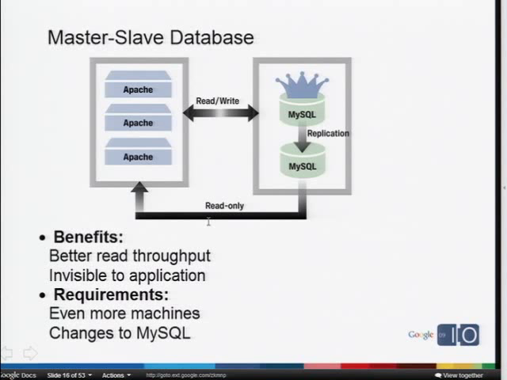So let's talk about that. The next step, you would take your one MySQL database running on one machine and spread it out over to multiple machines into what's known as a master-slave configuration. This gets you a better read throughput, and it's invisible to your application. Rather, you don't have to change the way your application functions or accesses the database in order to make use of this. It's pretty much transparent.